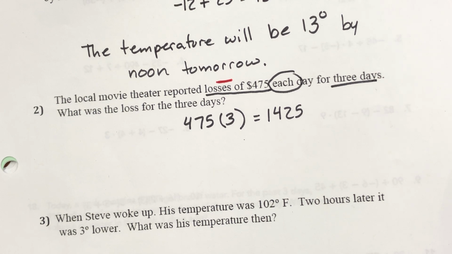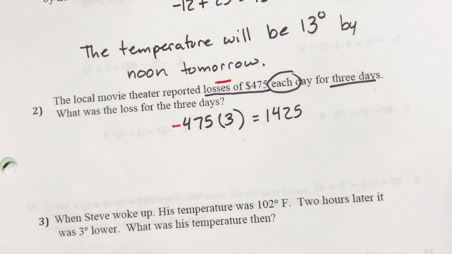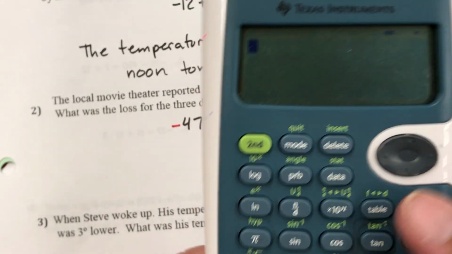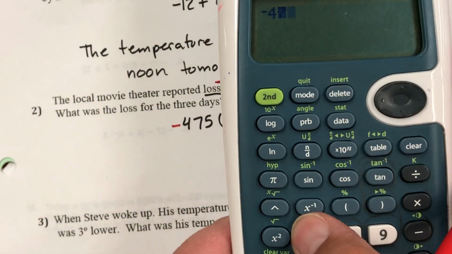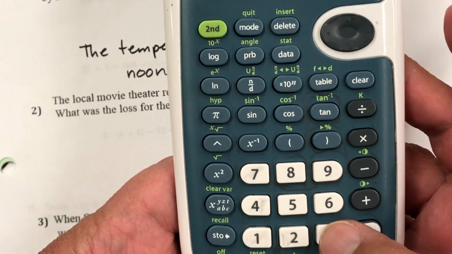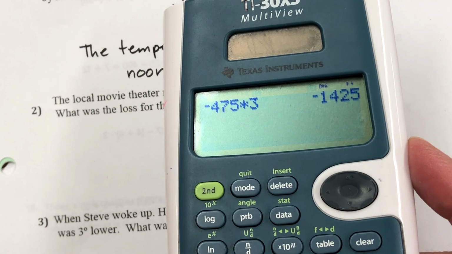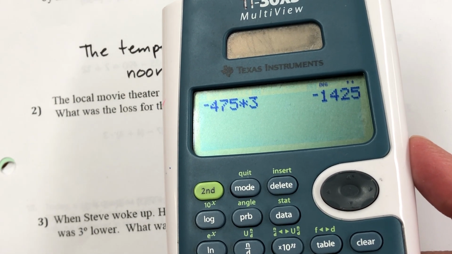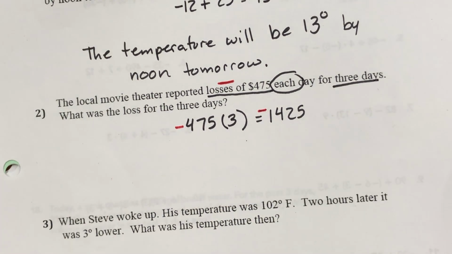Wait a second, Bono, you forgot something. You made another mistake, but this isn't such a bad mistake. I forgot the negative signs because this was negative. So now I'm going to pick up my calculator, clear it, and do it over with a negative sign. Negative 475 times 3 is negative 1,425. So I need a negative sign in my answer also.